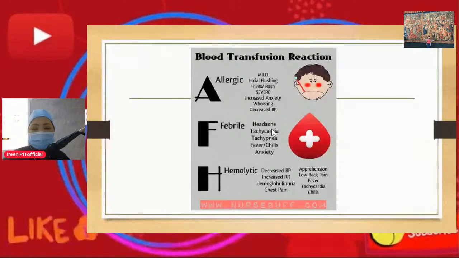In hemolytic, decreased BP, increased RR. So, hemoglobinuria and chest pain, apprehension, low back pain, fever, tachycardia, and chills.